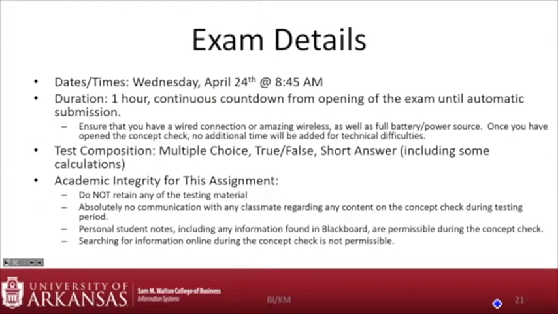The exam review, Wednesday, April 24th, 8:45. Alright, class starts at 8:35. We'll start the test at 8:45. Make sure everybody gets in here, gets settled, answers any last minute questions. You have an hour. Ooh, just an hour.